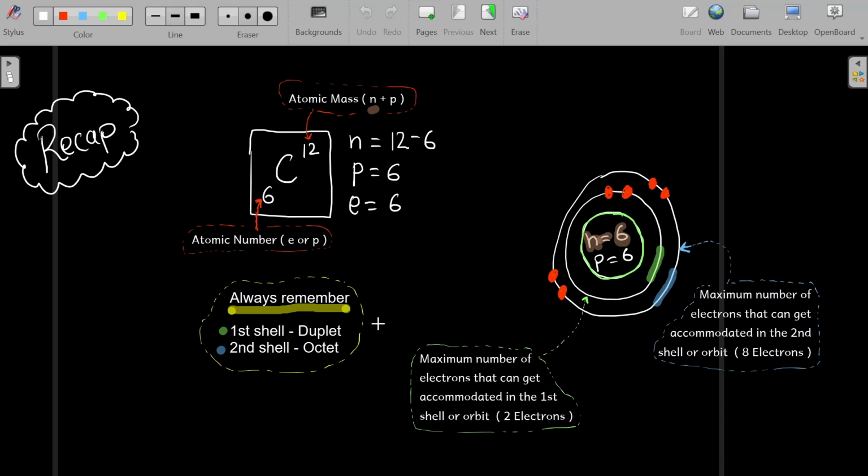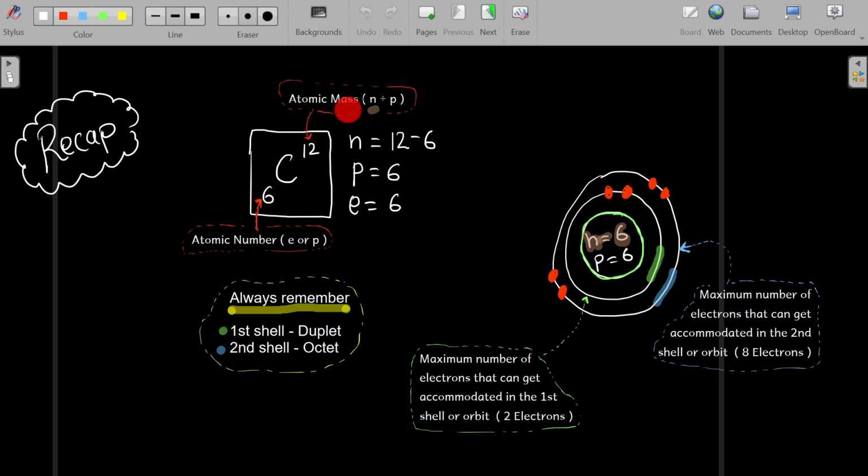Alright, so today's lesson is a recap, and we are going to look into a few things that you're seeing on the screen. So, first of all, we will talk about the elemental notation that you can see over here. We've got a symbol, we've got two numbers, and one of them, which is the small one, is your atomic number, whereas the big number is your atomic mass.